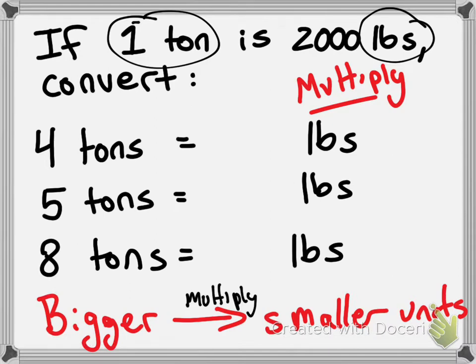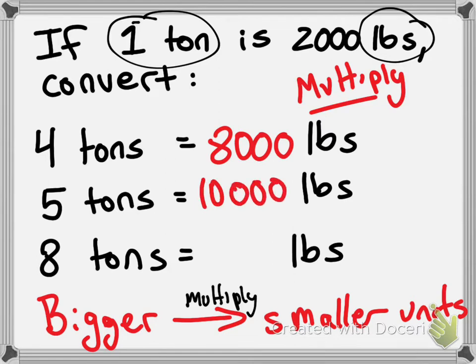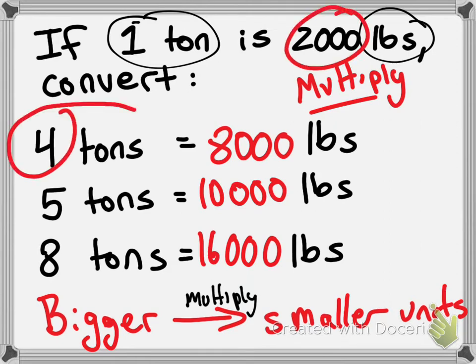So exactly, Vahe, what's the answer for the first one? 8,000 pounds. 8,000 pounds, yes. Marjorie, what's the answer for the second one? 10,000 pounds. And Camilla, what's the answer for the last one? 16,000 pounds. Yes, excellent. You guys did it perfectly. You multiplied the number of tons by how much each ton weighed in pounds.